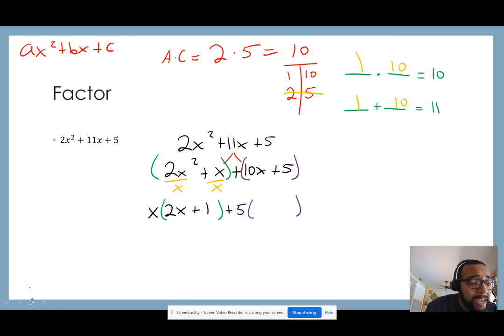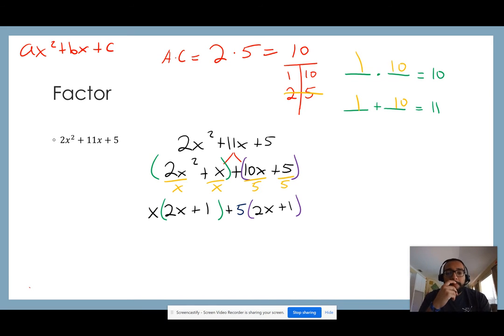So essentially, if I am factoring out a 5, I could say I'm dividing by that number. So 10x divided by 5 would be just 2x, and 5 divided by 5 would be just 1. Again, these last two steps always trip people up, so if you need to rewatch that part of the video, totally fine.